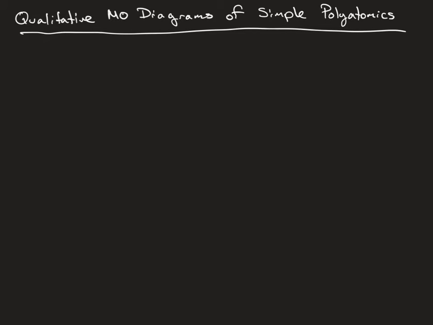In this video, we're going to generate some qualitative MO diagrams of some simple polyatomic molecules. We're going to be using the same principles that we used when we generated MO diagrams for our hetero and homonuclear diatomics. That is, we're going to be combining AOs with symmetry-related orbitals.